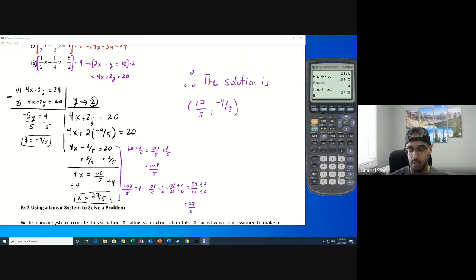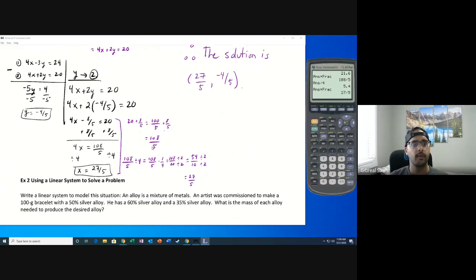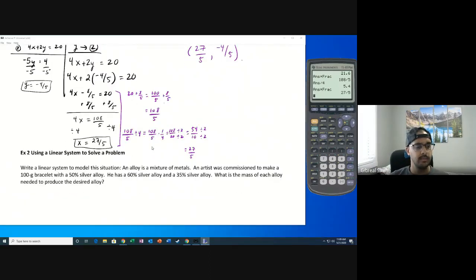So let's try a word problem that we can use this for. Write a linear system to model the given scenario. An alloy is a mixture of metals, so two metals coming together to create something. An artist was commissioned to make a 100-gram bracelet with a 50% silver alloy. He has a 60% silver alloy and a 35% silver alloy. What is the mass of each alloy needed to produce the desired alloy?